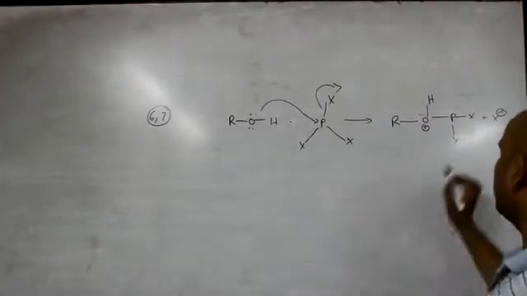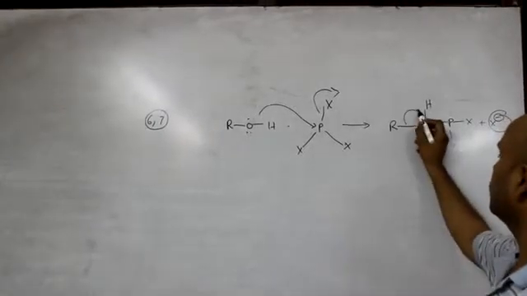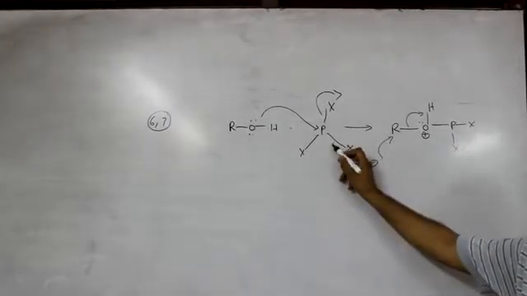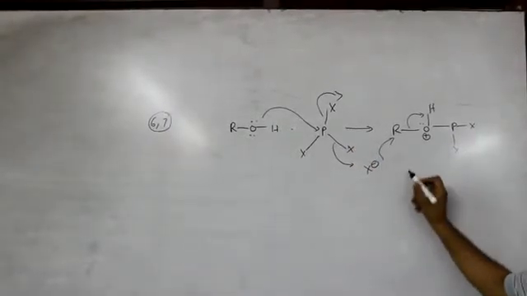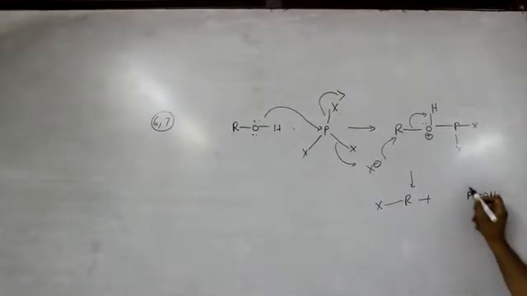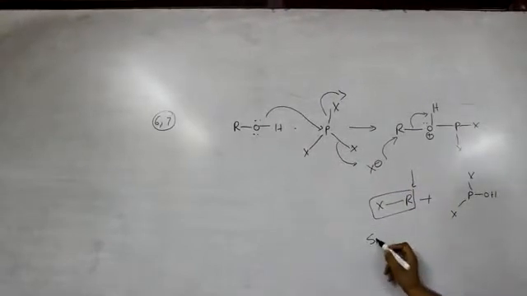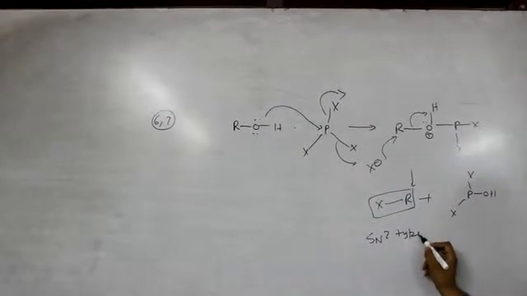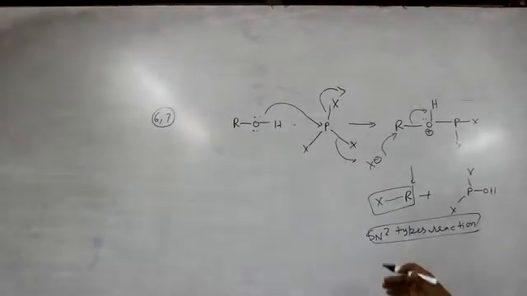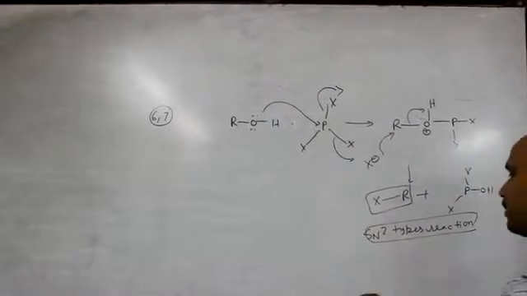Now, in the case of PX3, this X minus acts as a nucleophile, and this is the leaving group. When this X minus attacks here, it becomes RX and it becomes POH. Now keep in mind, in this case an SN2 type reaction takes place. Although this is not 100% true, generally you can say that in the case of PX3, the reaction will be SN2 type.